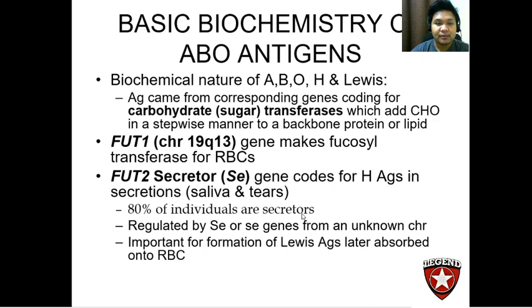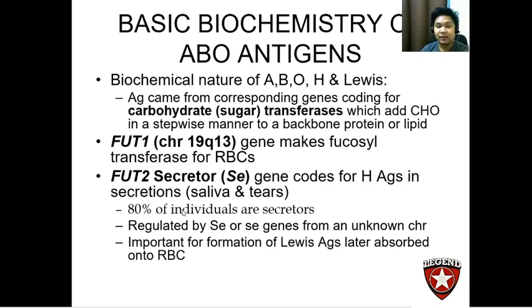The ABO, H and Lewis antigens came from corresponding genes coding for carbohydrate or sugar transferases, which add carbohydrates in a stepwise manner to a backbone protein or lipid. The FUT1 gene makes fucosyl transferase for RBCs. The FUT2 or secretory gene, on the other hand, codes for H antigens in secretions.